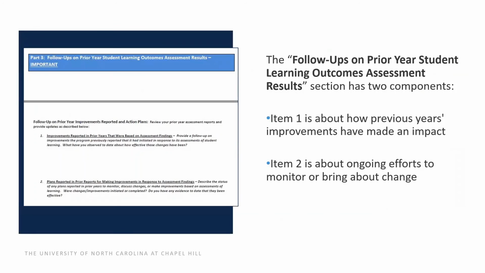Another component of the report I really want to highlight is there's a section called follow-ups on prior year student learning outcomes assessment reports, results rather. There's two components. Item one, this section here, that's labeled item one. This is addressing how previous years' improvements have made an impact, while item two is about what's continuing to take place, but ongoing efforts are still being implemented. And maybe you haven't seen the results of them yet, but this is something you're still continuing to work with.